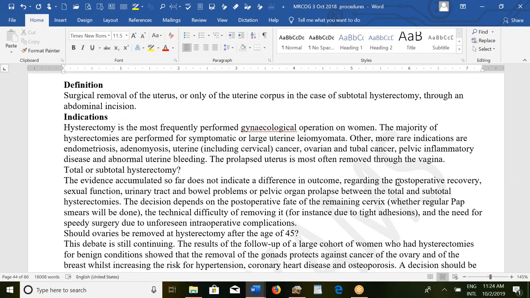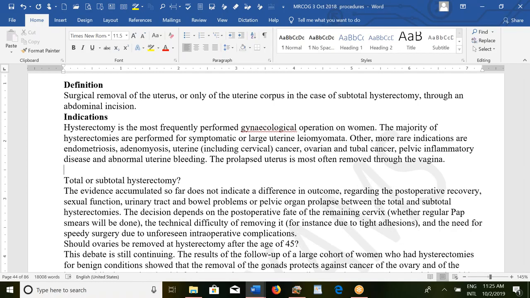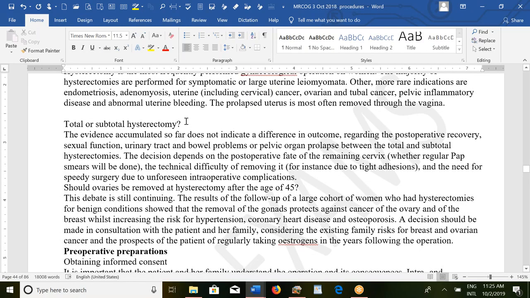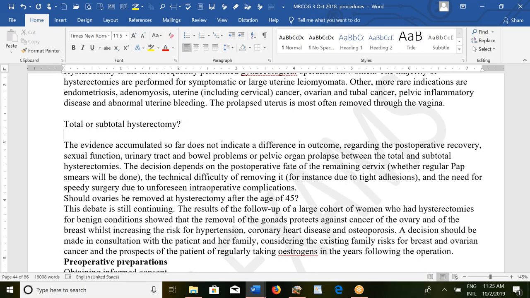The majority of hysterectomies are performed for symptomatic or large uterine leiomyomata. Other rarer indications are endometriosis, adenomyosis, uterine or cervical cancer, ovarian and tubal cancer, pelvic inflammatory disease, and abnormal uterine bleeding. The prolapsed uterus is most often removed through the vagina. Why? Because it is already hanging down, so you don't have to open the abdomen and pull it all up and then remove it. Then they can ask what is the difference between total or subtotal hysterectomy.